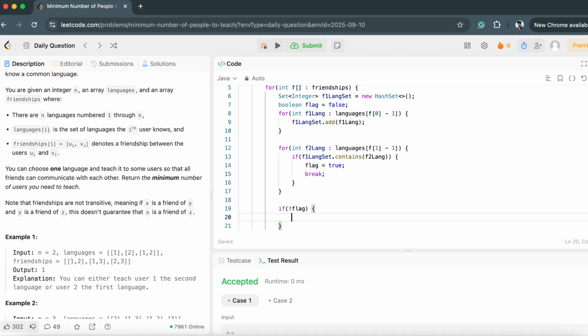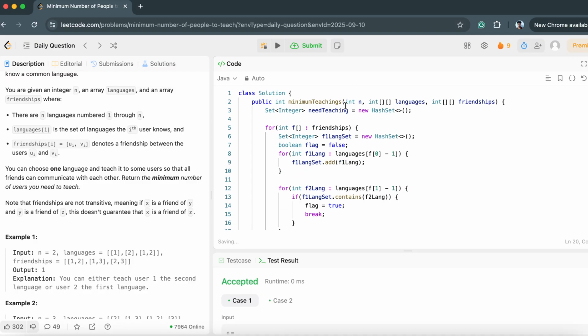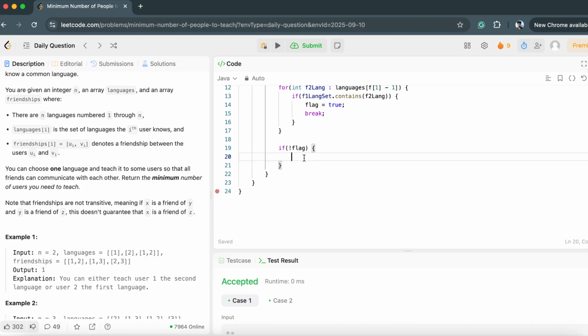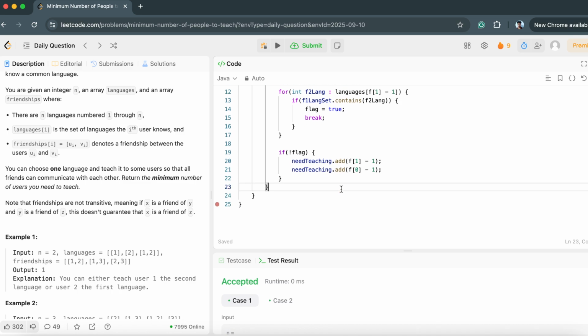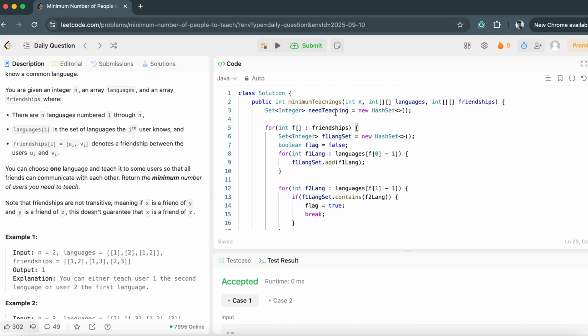we will add both the users into this needTeaching set. I'll add both the users with dot add, the first person and the second person, both based on zero indexing, so I'm subtracting by one. So we got to know all the users who need to learn a language. In this needTeaching set, we have all the users who require a common language learning.